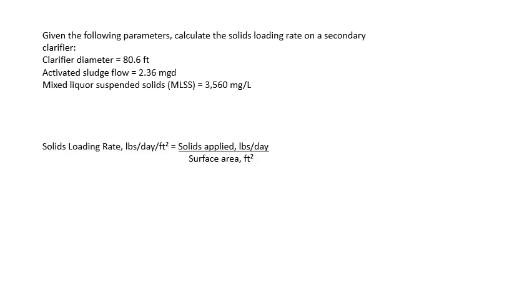This time around I'm going to rewrite it and make it easier on myself to do the math. So the solids loading rate, pounds per day per foot squared, is equal to the million gallons flow times the concentration in milligrams per liter times 8.34 pounds per gallon, and they gave us the diameter, so it'll be divided by 0.785 times the diameter squared. So you plug in your 2.36 million gallons a day times 3,560 milligrams per liter times 8.34 pounds per gallon, and we're going to divide that by 0.785 times 80.6 squared.